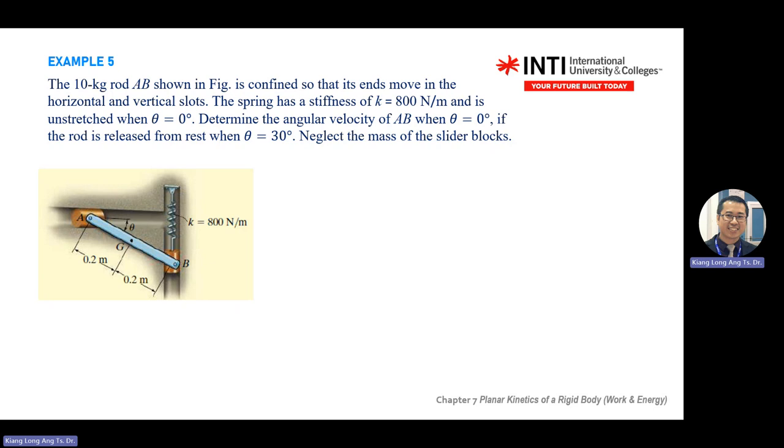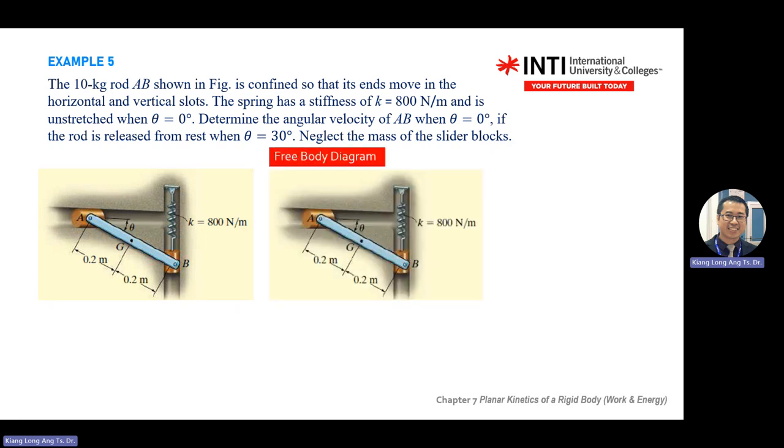If the rod is released from rest at 30 degrees, it means you charge the spring, then you let go. You want to find the omega. It asks you to ignore the mass of the slider box, which means in your calculation you don't need to show W there. If it asks you to ignore mass, you don't need to show W there. But you're given the mass of the rod, so there's a W for the rod.